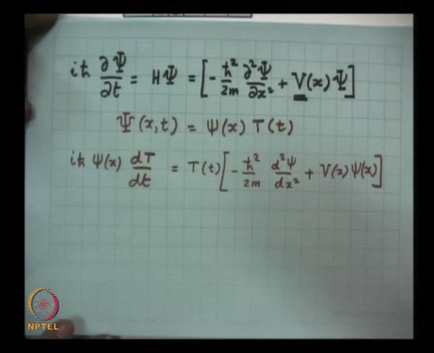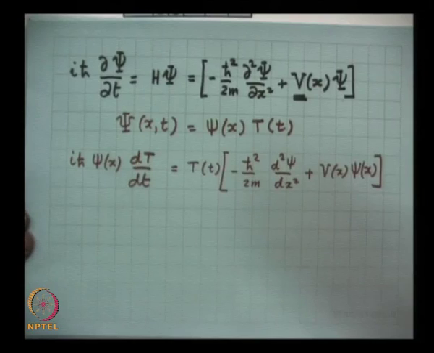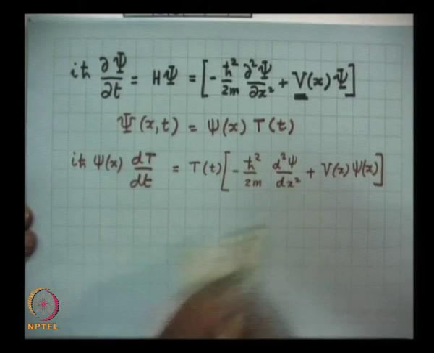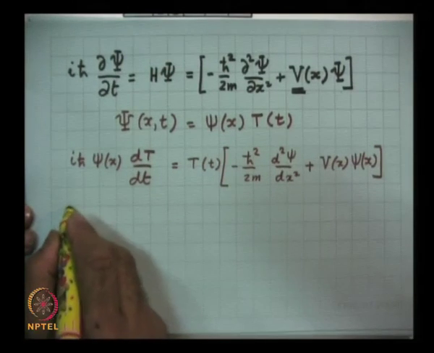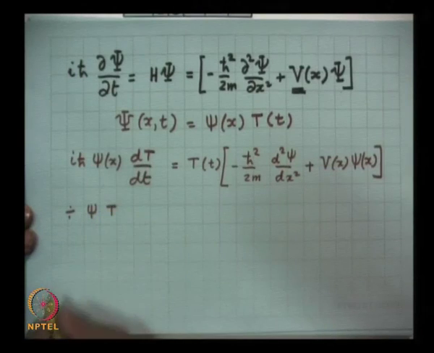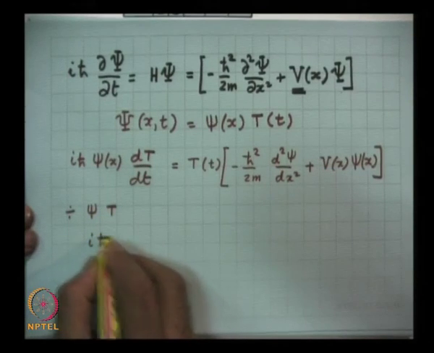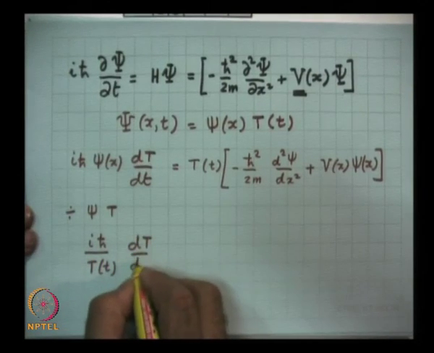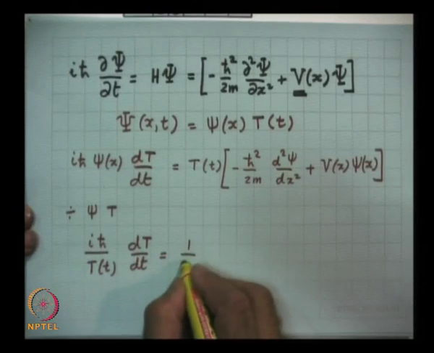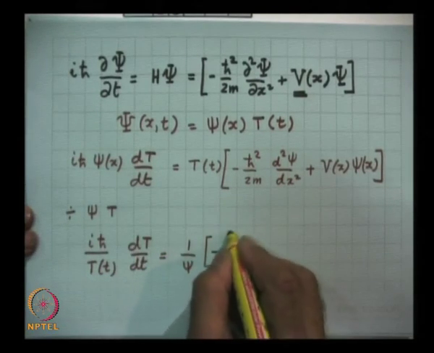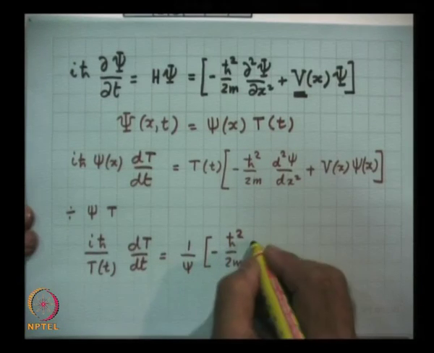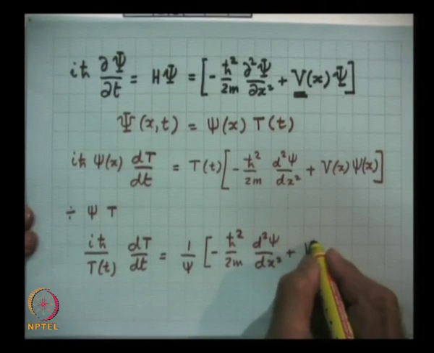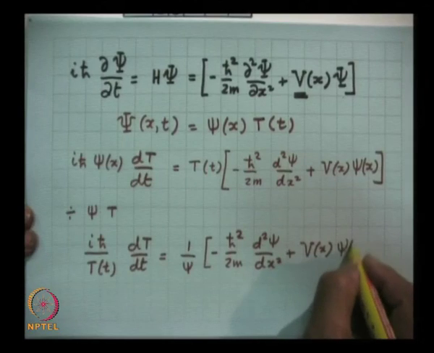Next, the variables have still not separated out, because the left hand side contains x and time, and the right hand side also contains time and x. What I do is I divide by psi times T. So, I get i h cross 1 over T of t dT by dt is equal to 1 over psi, minus h cross square by 2m d 2 psi by dx square plus V of x psi of x.